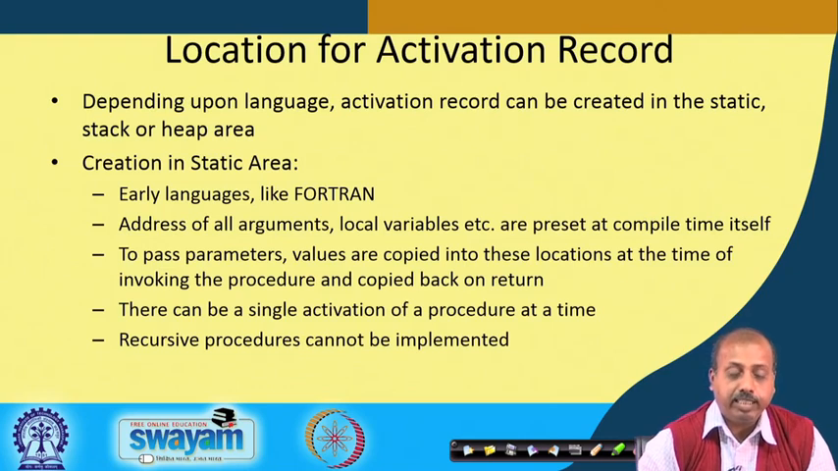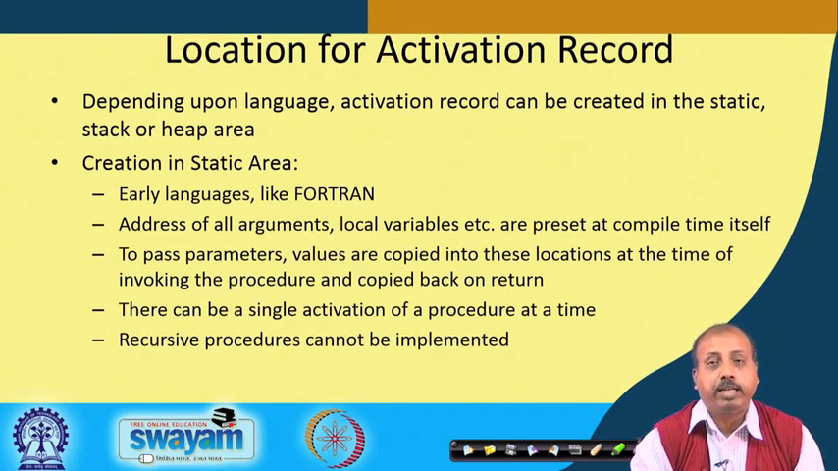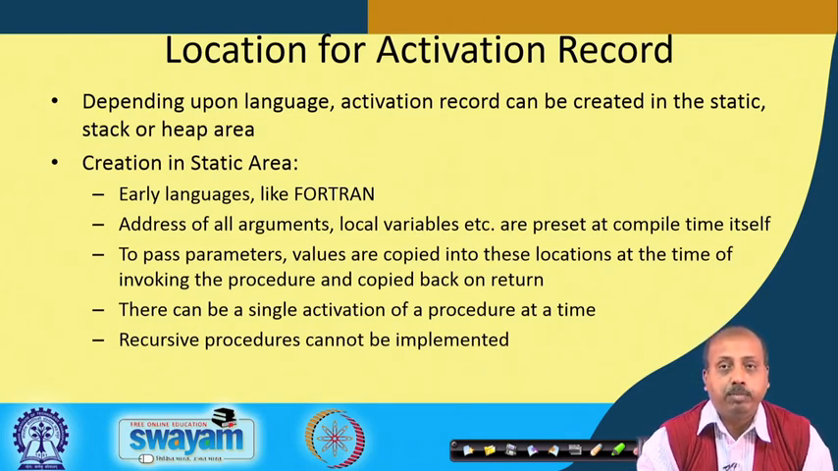If it is created in the static area, that is the global area that we have. As we have seen, a program can have the global variable area, which is called the static area. Apart from the global variables, it can also have the area for activation records. Early programming languages like Fortran used to have the activation record created in the static area.